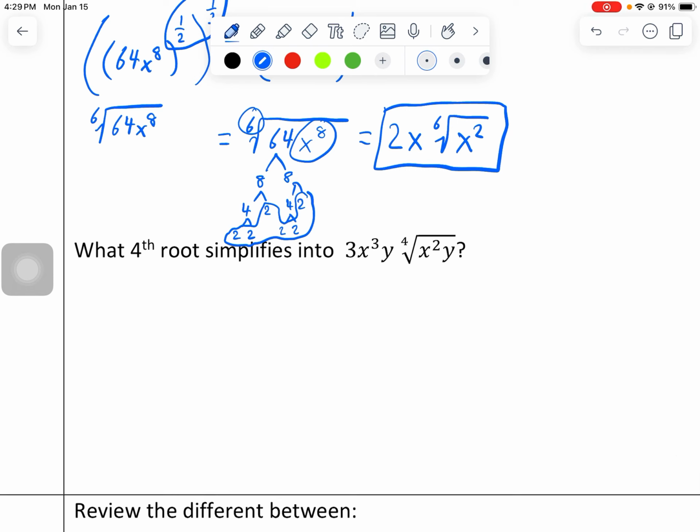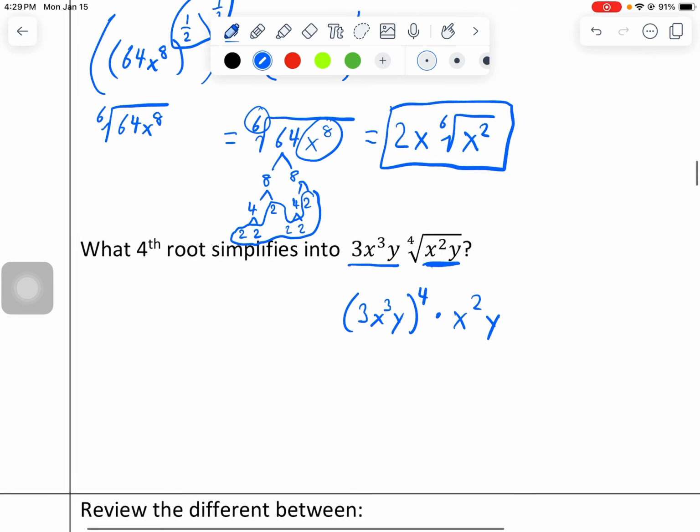This problem wants us to think backwards. It says what 4th root simplifies into 3x cubed y times the 4th root of x squared y. So if I were to approach this problem, this is the simplified answer. This is what I'd be looking for normally. We're trying to work backwards. So since it's a 4th root, we want to do the opposite because this part here, this is what came out of the 4th root. So to undo that, we are going to take all of these to the 4th power. And then we're going to multiply that with whatever's left inside, which is this x squared y.